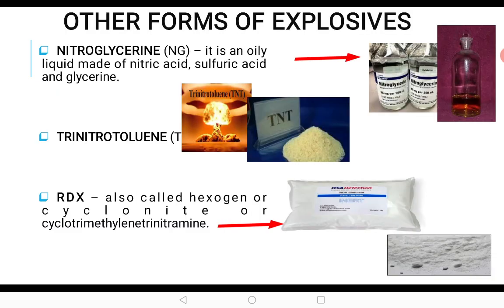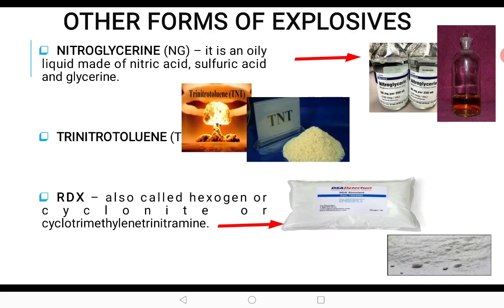So we have here nitroglycerin. That is a high explosive substance. Karaniwang ginagamit ito sa mga industrial explosives. It has been a main component of many dynamites, itong nitroglycerin. Alam niyo naman siguro yung dynamite. Karaniwang ginagamit ito dito sa Pilipinas for fishing. It is an oily liquid made of nitric acid, sulfuric acid, and glycerin.